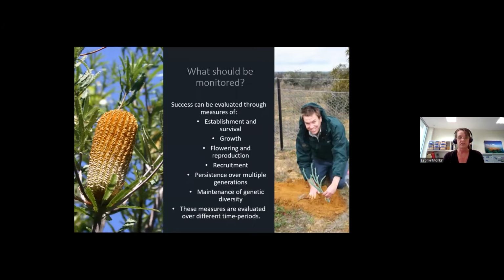There are other aspects you can include, including monitoring for genetic diversity or whether there's effective pollination, but these are all going to be determined by what you want to know about your translocation. And it's really important to think about monitoring these over different time periods. So you're having short, medium and long-term goals, so you can assess different aspects of success over different timeframes to really get a good understanding of how successful your translocation is.